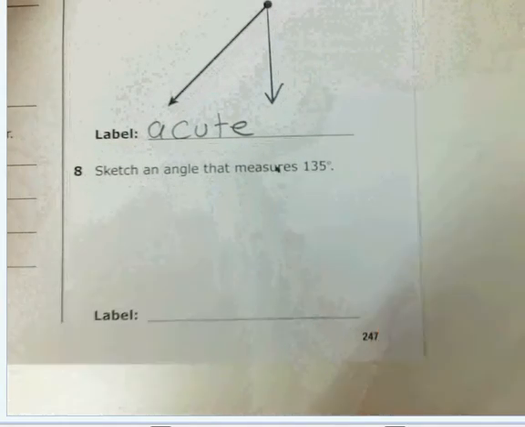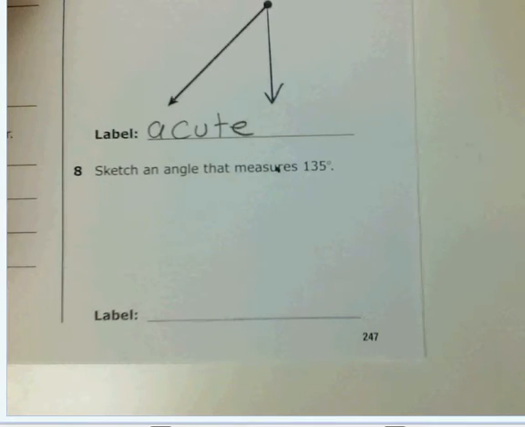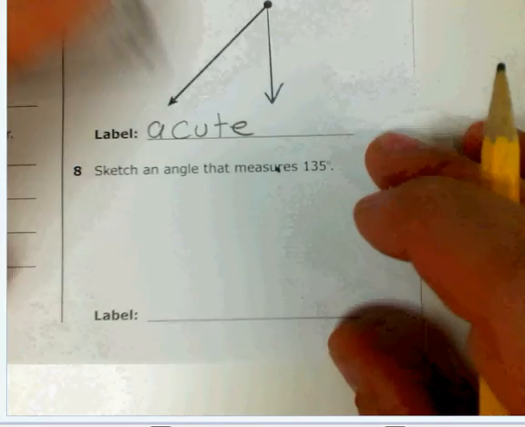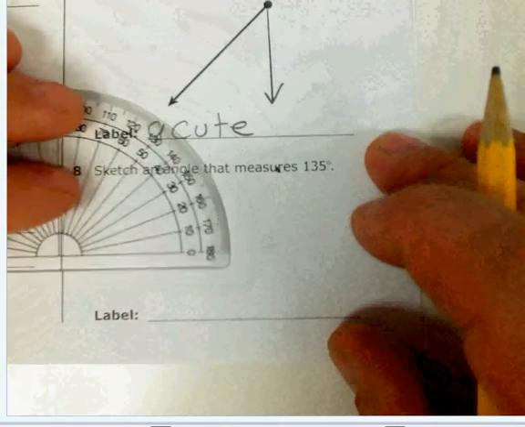Question number 8. Sketch an angle that measures 135 degrees. So I'm going to use my protractor.